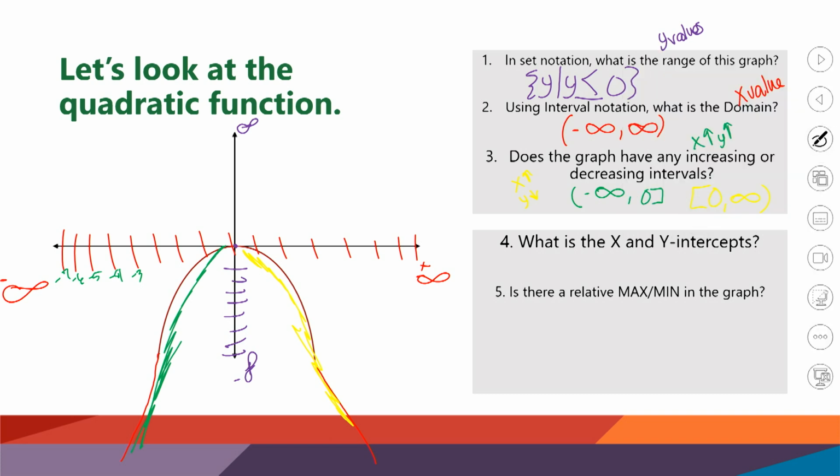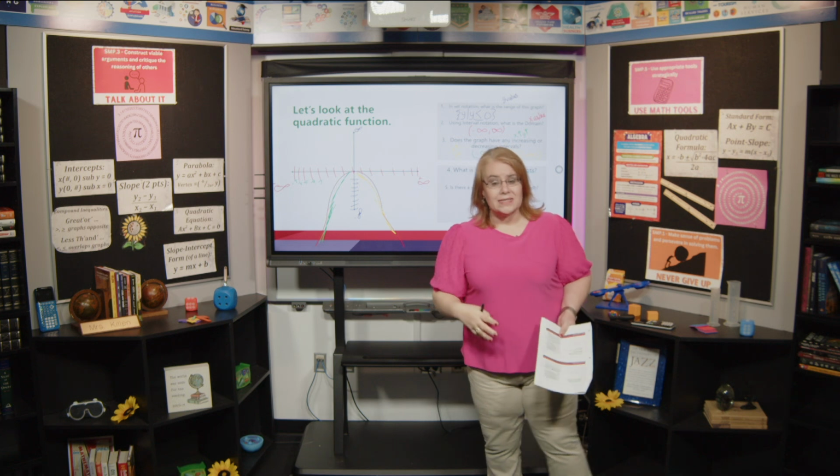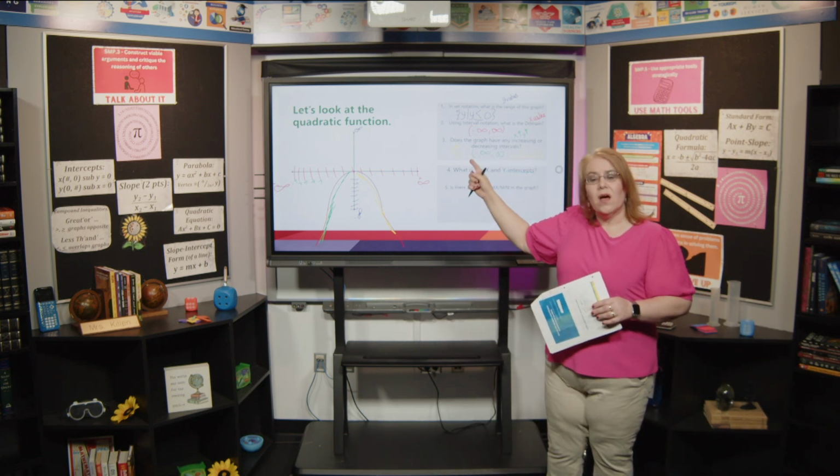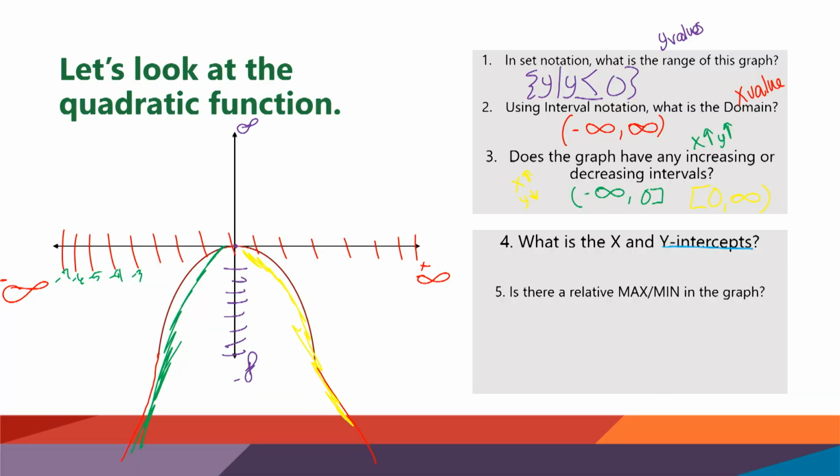Now let's look at this one. It says, what are the x and y-intercepts? Let's go to my y-intercept first. My y-intercept is where it crosses my y-axis. We've all known that. So where does this graph cross that y-axis? You're right, at the origin. It's at 0, 0. That's the coordinate for my y-intercept.